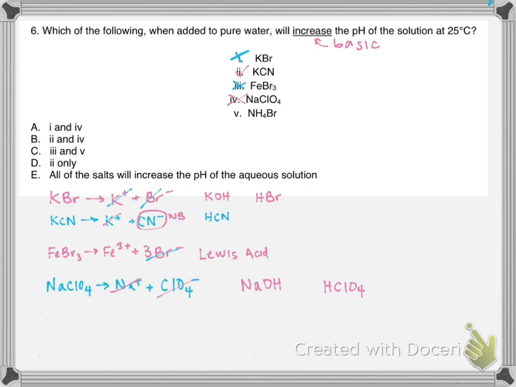And then we just have one final salt, NH4Br. So we'll get NH4+ and Br minus.